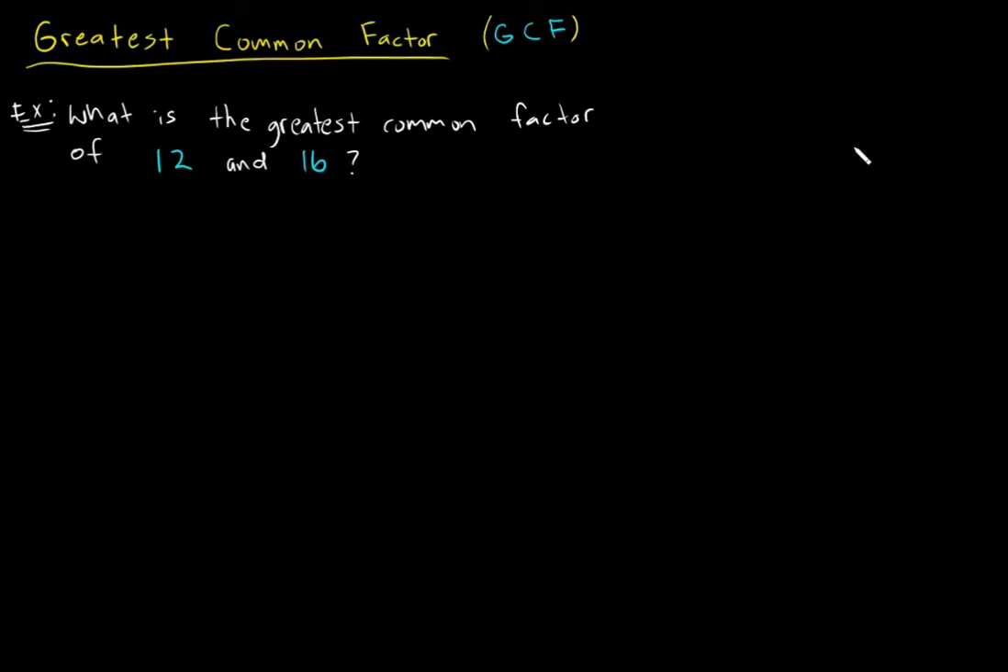It's asking us what is the greatest common factor of 12 and 16. So it's in the name of what they want you to do. They want you to find the greatest common factor. So first off, we need to find out what are the factors of these two numbers, 12 and 16. So let's list out the factors of 12 and 16.